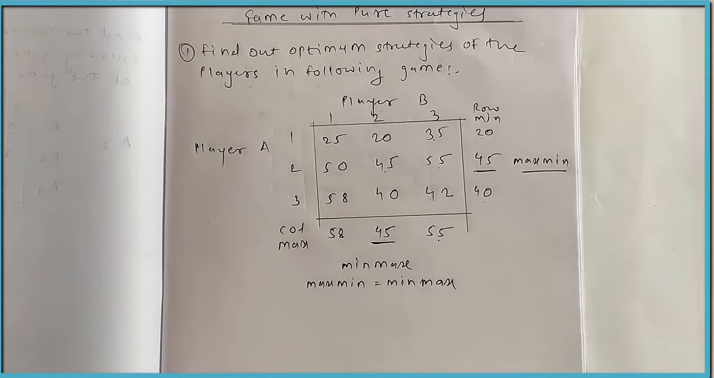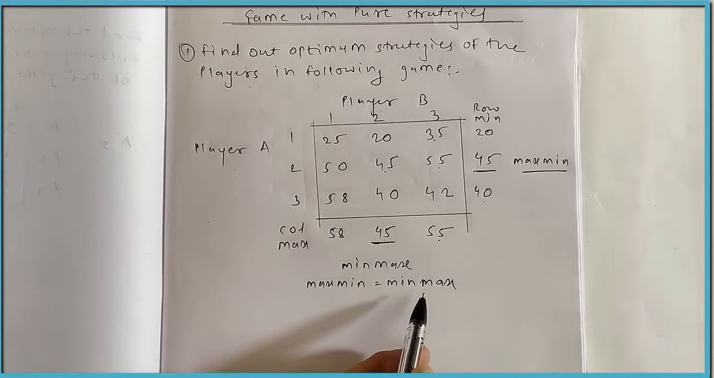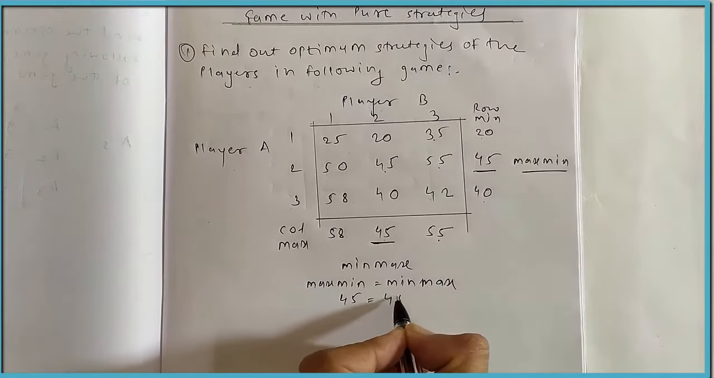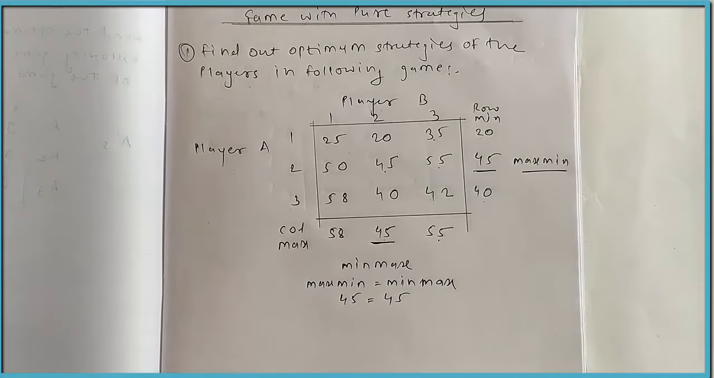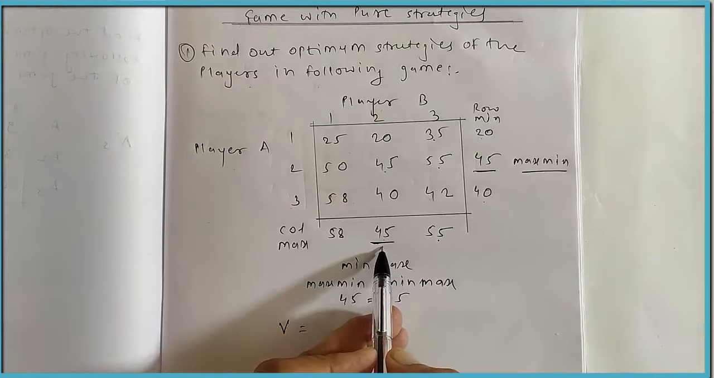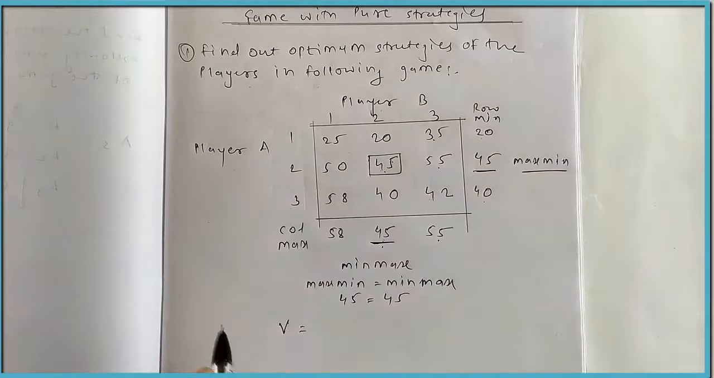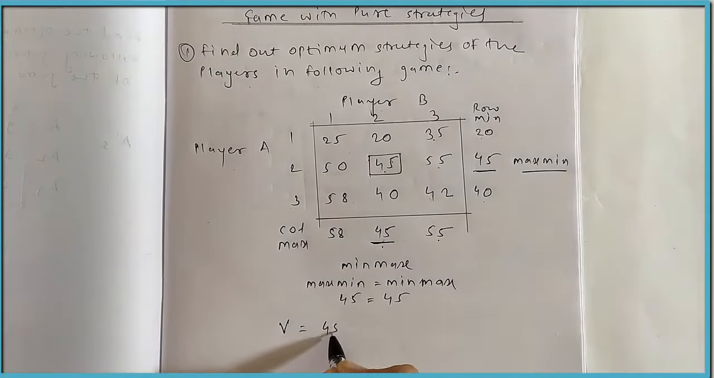And saddle point exists when max min is equal to min max. Here max min is equal to 45 and min max is also equal to 45. Now find out the game value. Game value is denoted by V and game value is the intersection of max min value and min max value, and the intersection of max min and min max value is this 45. Therefore game value is equal to 45.